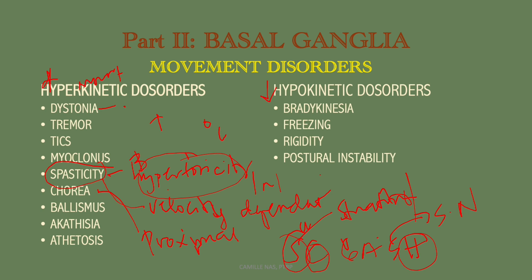Then we have athetosis. Athetosis consists of slow, writhing movements. This one commonly involves the distal segments, versus your chorea. Ballismus is also proximal, if I'm not mistaken.